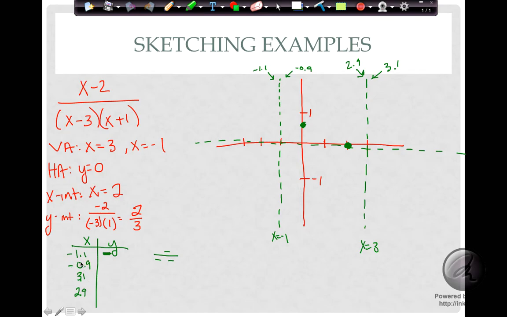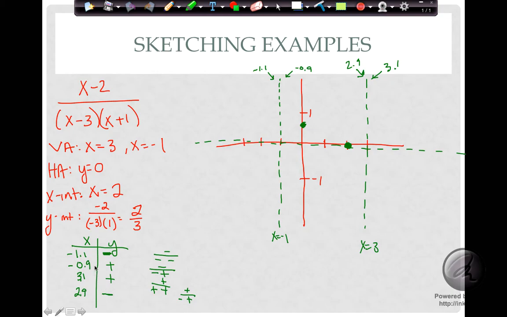If I plug in -0.9, the numerator again is negative. My first factor is negative, but my second factor is now positive, so it makes this a positive value. If I plug in 3.1, 3.1 minus 2 is positive. 3.1 minus 3 is positive. And 3.1 plus 1 is also positive. So that whole thing is positive. And then lastly, the 2.9. The numerator would be positive, negative, and then positive here. So I get a negative.